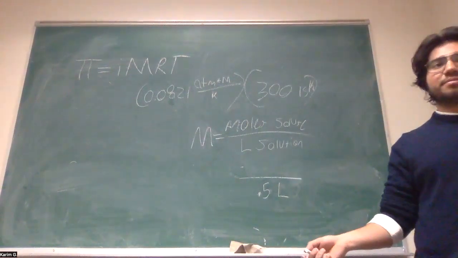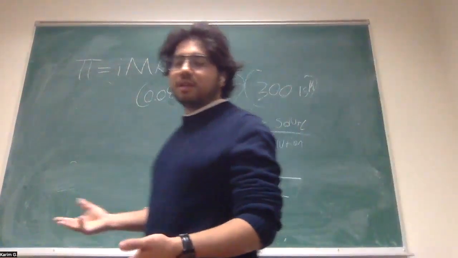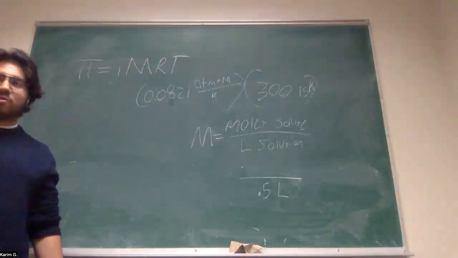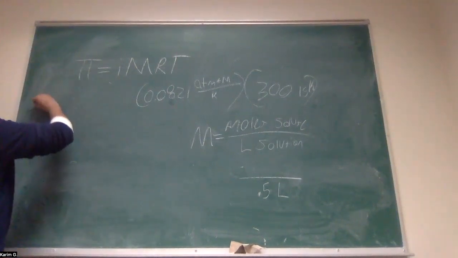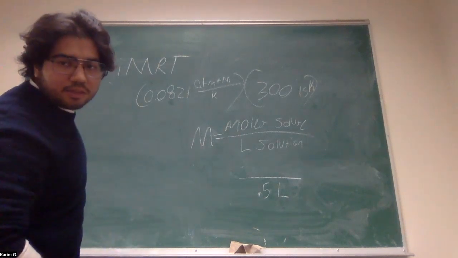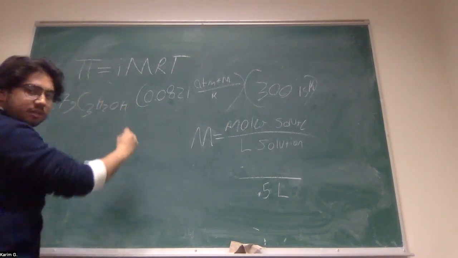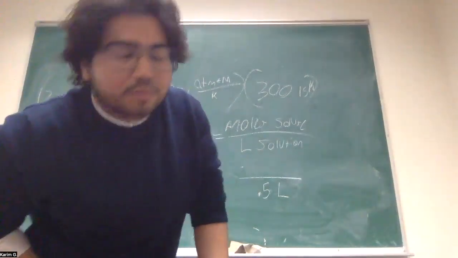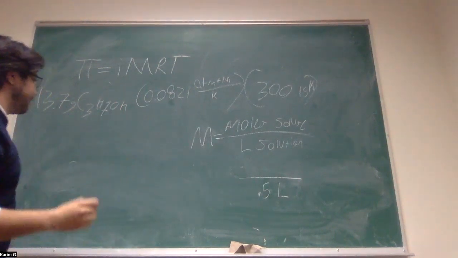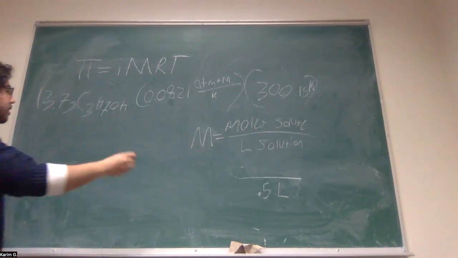And then our moles of solute. Are we given moles? No, but we can solve for it. It's given grams, and it's given us our formula, so we can find moles. We can find the molar mass from the formula. So it's 13.7 grams of C3H7OH. Okay. So to convert to moles, I need the molar mass.